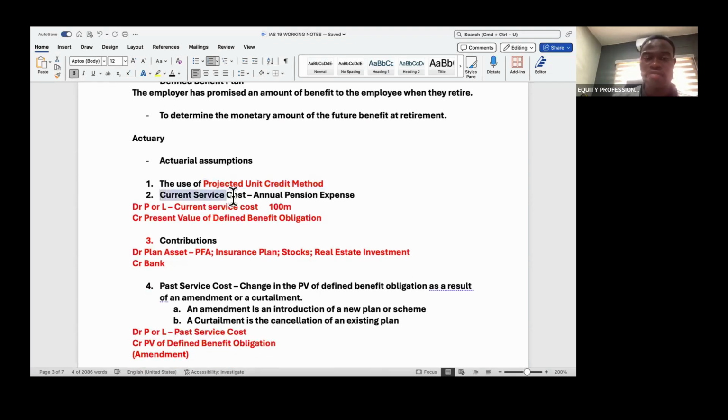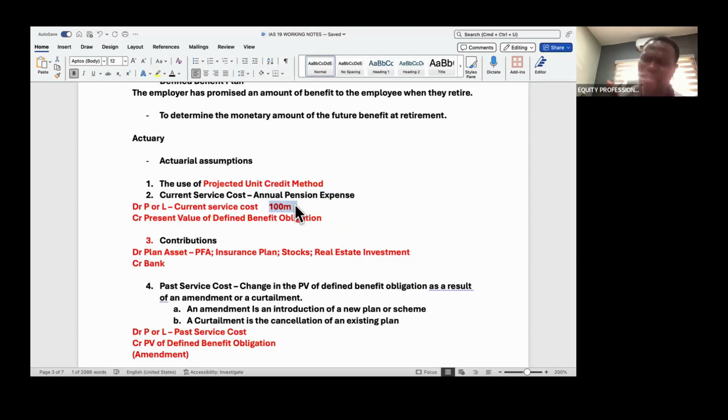Now, what do we find in the actuary's reports? Number one is the current service cost, which I told you is similar to the annual pension expense. You have worked for us this year, and this is your pension you will get when you retire. Let's assume the actuary comes up with 100 million as current service cost. What that means is that this 100 million is like the present value of what you get when you retire for working for us in 1 year. So every year we need to determine this current service cost.